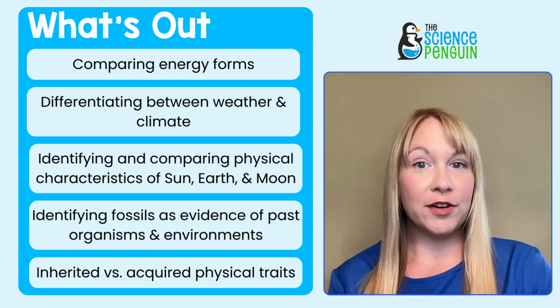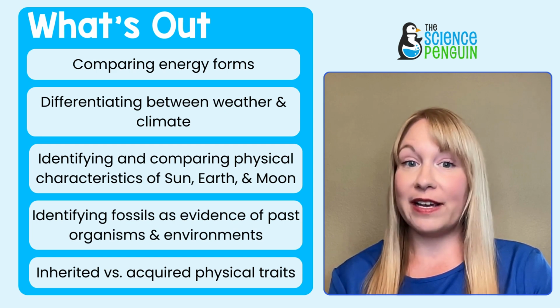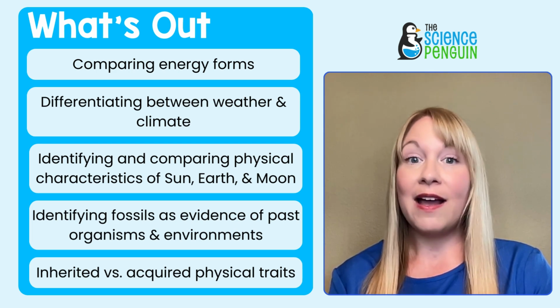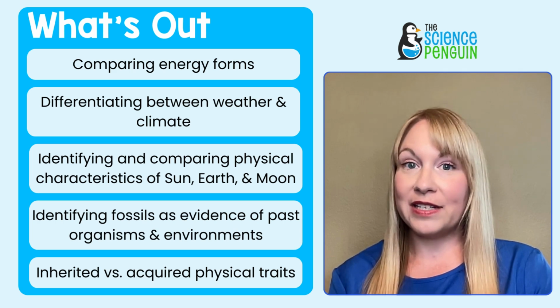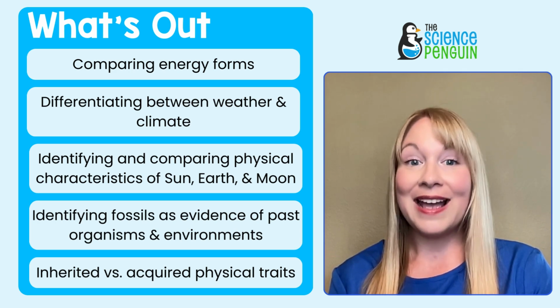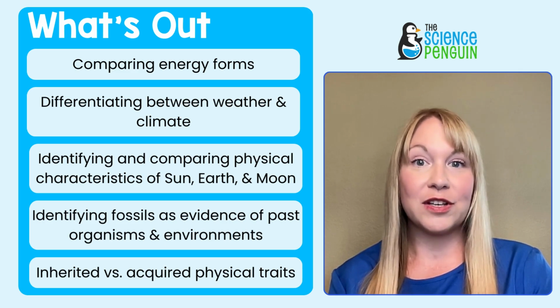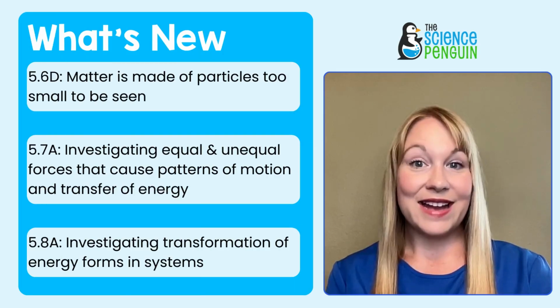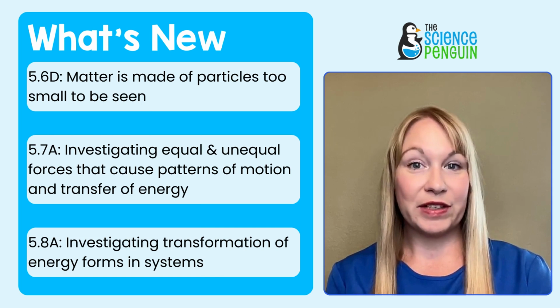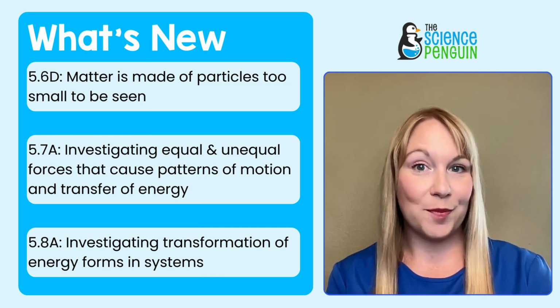First, let's take a look at what's out in the 5th grade TEKS. Topics you will no longer see include comparing energy forms, differentiating between weather and climate, identifying and comparing physical characteristics of the sun, earth, and moon, identifying fossils as evidence of past organisms and environments, and learning about inherited versus acquired physical traits.